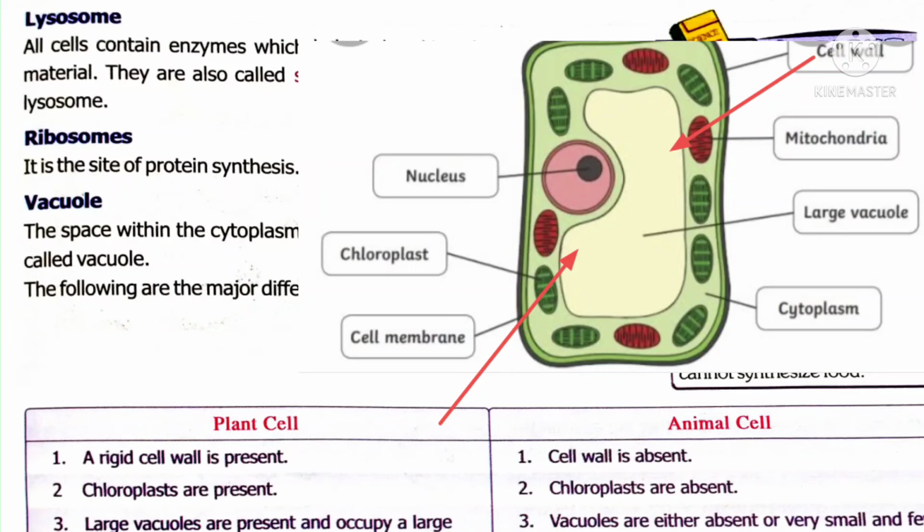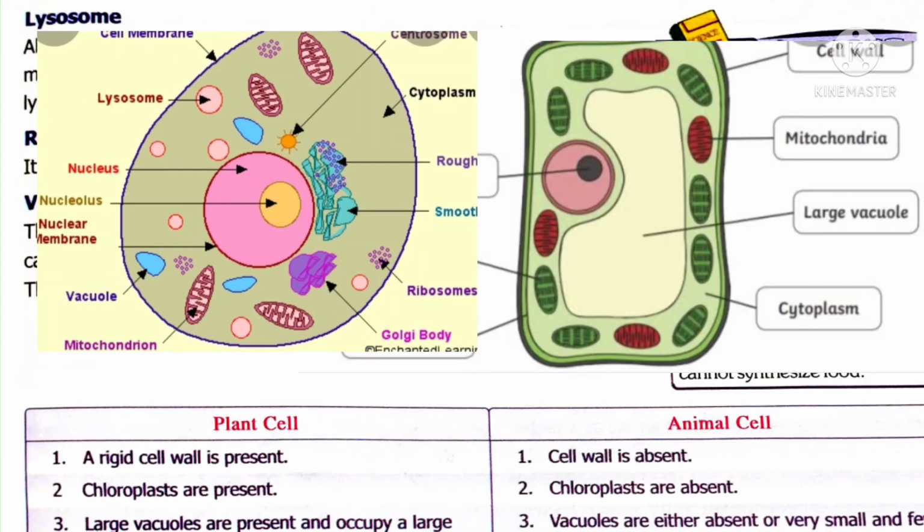The next topic is differences between plant cell and animal cell. Plant cells are larger in size than animal cells. In plant cells, a cell wall is present, whereas in animal cells, the cell wall is absent. Plastids are present in plant cells and absent in animal cells. Vacuoles are large in plant cells, whereas in animal cells, vacuoles are small in size as well as many in number. Centrosome is absent in plant cells and present in animal cells. Lysosome is present in animal cells, but absent in plant cells.